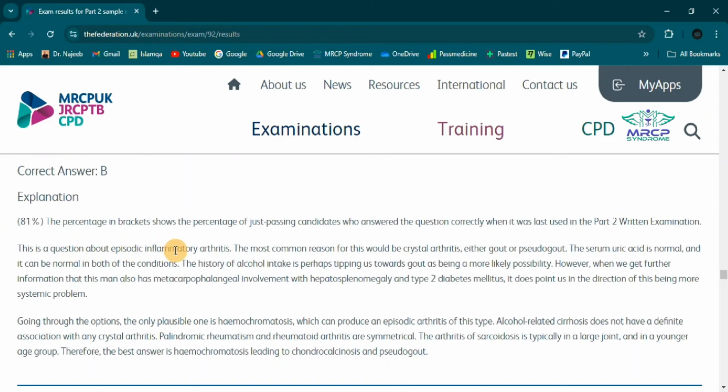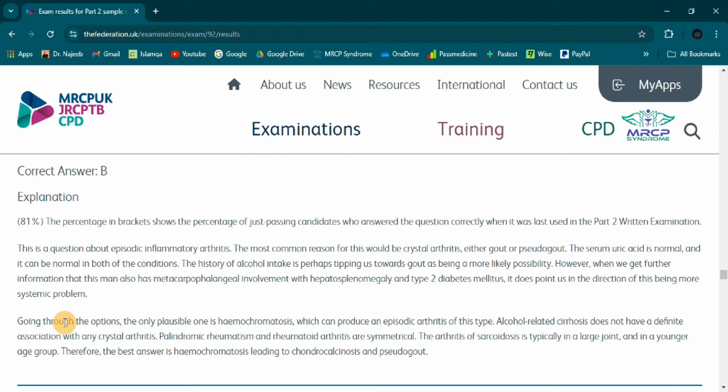This is a question about episodic inflammatory arthritis. The most common reason for this would be crystal arthritis, either gout or pseudogout. The serum uric acid is normal. It can be normal in both conditions. The history of alcohol intake is perhaps tipping us towards gout as a more likely possibility. However, when we get further information that this man also has MCP involvement with hepatosplenomegaly and type 2 diabetes mellitus, it does point us in the direction of a more systemic problem. Going with the options, the only plausible one is hemochromatosis, which can produce an episodic arthritis of this type.